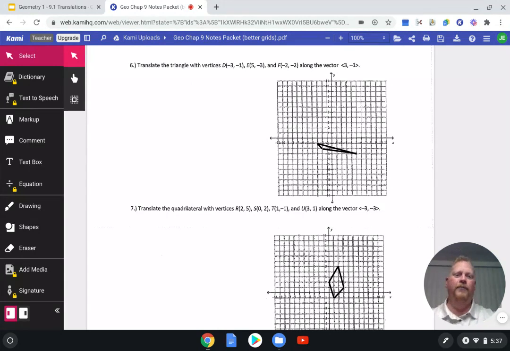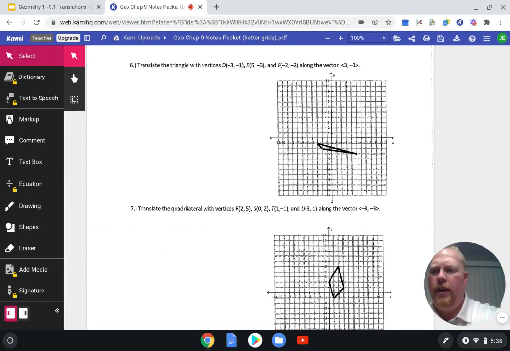And welcome back. So it says we're going to translate this triangle with those vertices along the vector 3, -1. So what that means is we're going to take that and we're going to move it 3 spaces to the right and then 1 space down. Okay? Now on the tests and quizzes, it's not enough just to make the graph. They want to know what each individual vertex is.